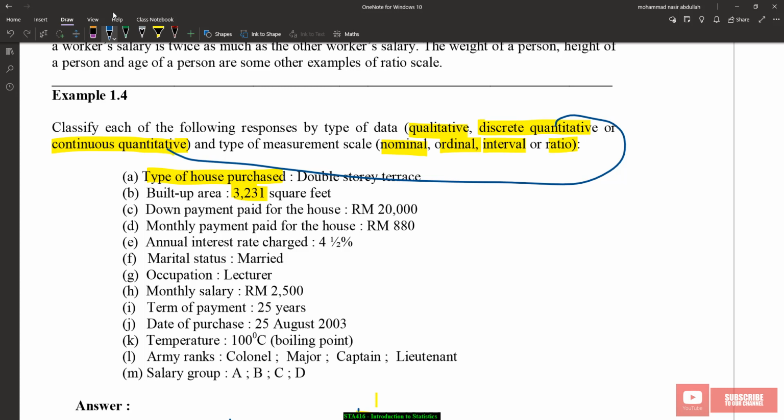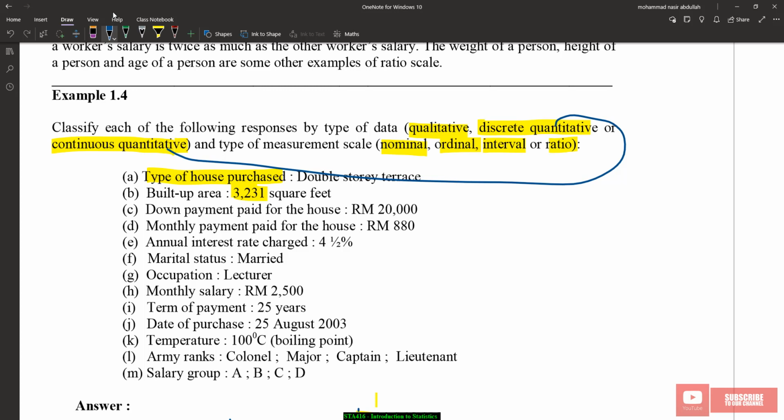So down payment paid for house 20,000 down payment. Selalunya down payment kita akan letak fix amount lah. Let's say 10,000, 20,000, 30,000. Jarang-jarang lah kita dengar 20,000 RM9.20. Right. Selalu bila kita tanya soalan 20,000, kita letak down payment kereta 10,000. Contoh rumah 100,000. So this one is apa? Discrete quantitative. Under interval or ratio? It can be? Ratio lah. Right.